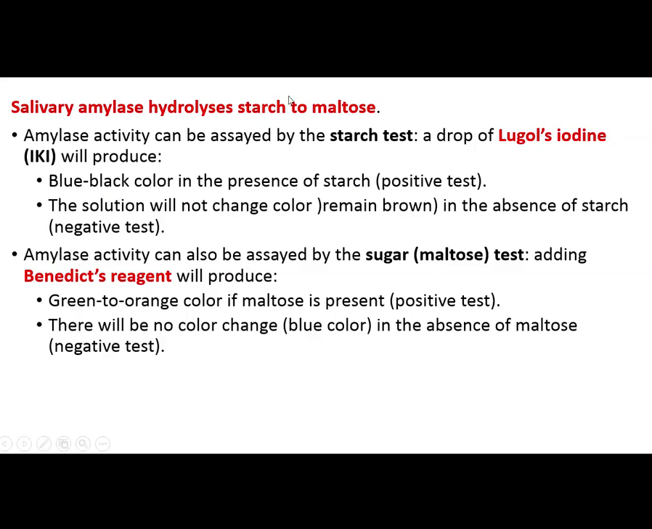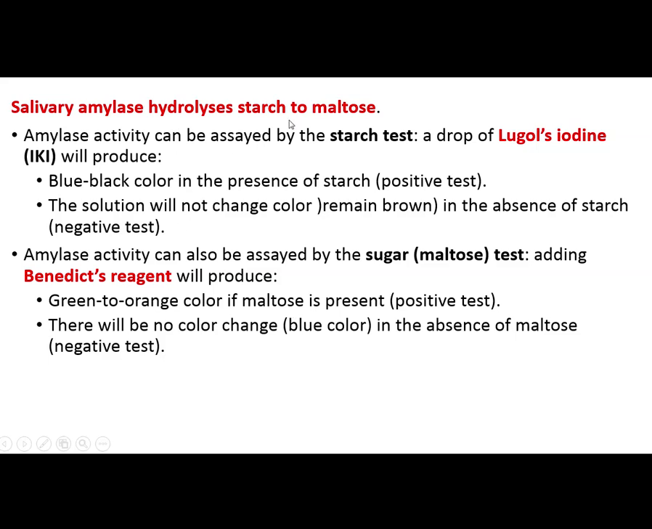There are basically two tests that you will be using to look at the action of salivary amylase. One is called Lugol's iodine or IKI test, and this is able to detect starch. There will be a color change in the presence of starch. The other test is called Benedict's reagent assay, or just Benedict's test. And this assay is for maltose, which is a sugar that is produced as a result of digestion of starch. So you go from starch to maltose.